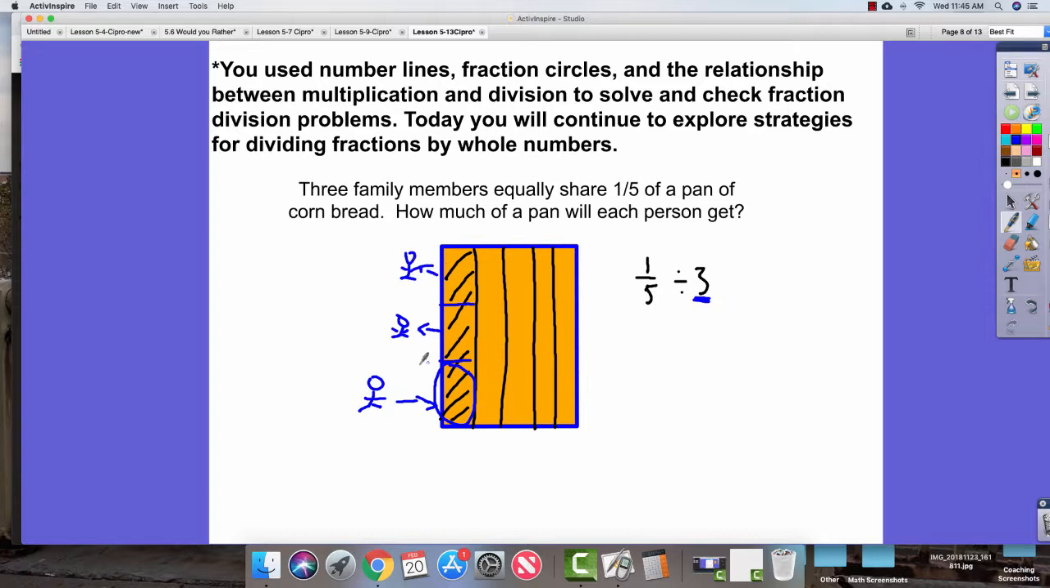Okay, so I need to come up with a name for that fraction. So I'm just going to extend my lines to get the equal parts of the whole pan. Okay, so I could see that 1/5 divided by 3, each person would get 1/15, because this is now into 15 equal parts. 1, 2, 3, 4, 5. So 5, 10, 15. So each person would get 1/15 of a pan of cornbread. Okay, so again, just drawing a model out, drawing a picture out can really help you divide fractions. Okay, seeing what's really going on.